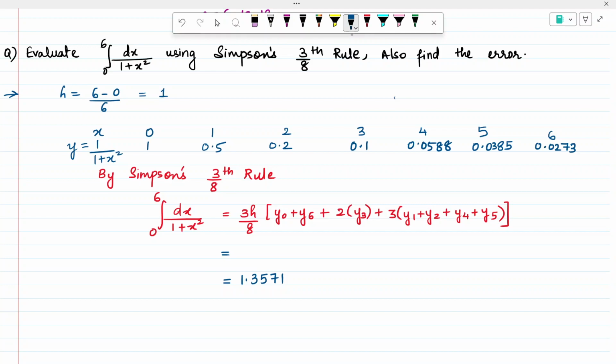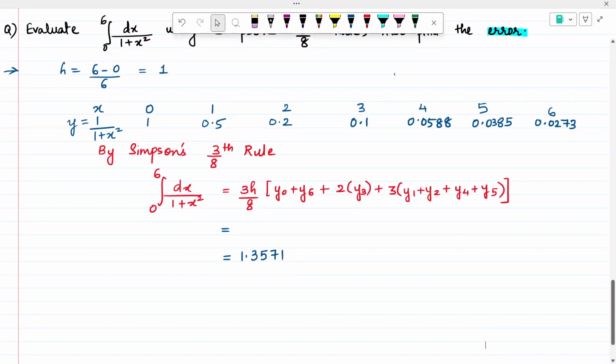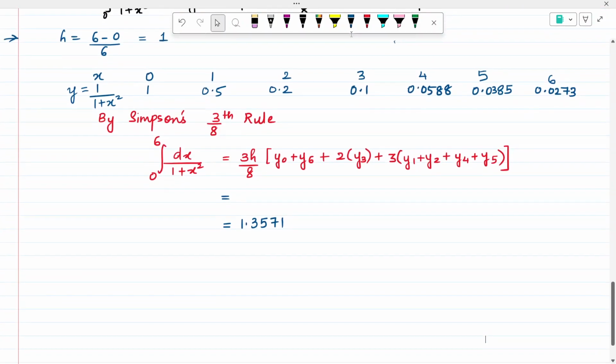Okay. Now, why did we take this sum separately? What was so different? Here it says check the error, find the error. So let's see how we will find the error. To find the error, you will have to actually integrate it completely, by the normal method. So let's start the integral here.